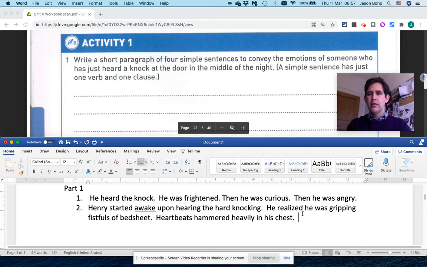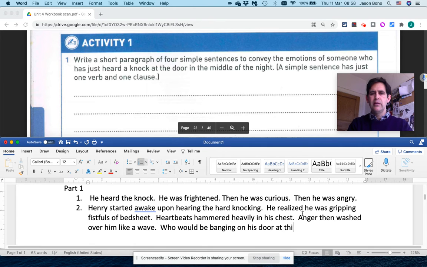And then I'm going to state this more directly. Anger, but maybe with a little bit of a language technique. Anger then washed over him like a wave. Now I want to say why, so I'm going to add a fifth sentence there, even though I was supposed to do just four. Who would be hanging on his door at this hour?